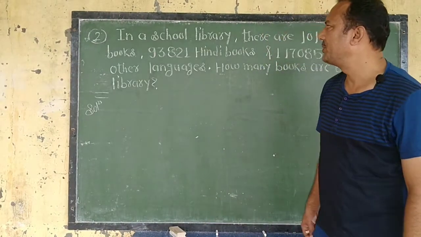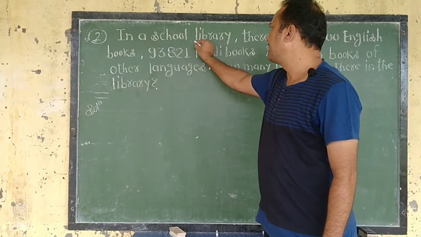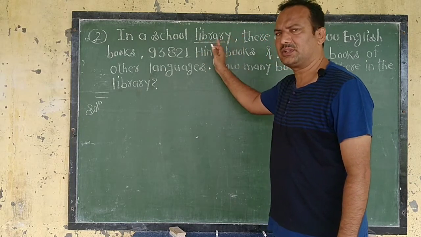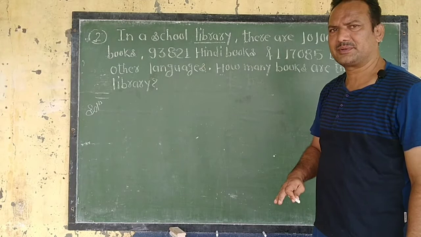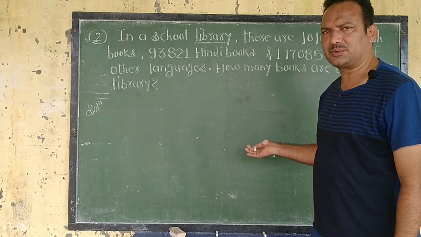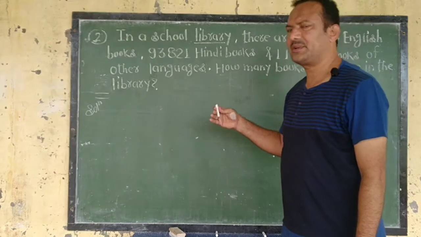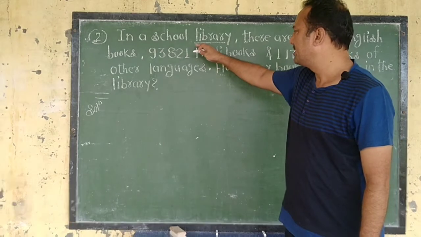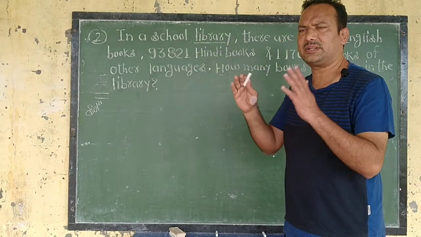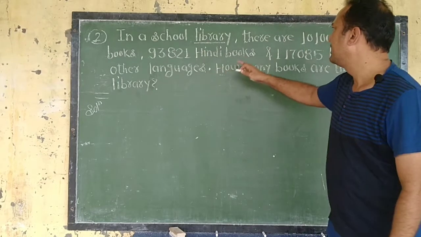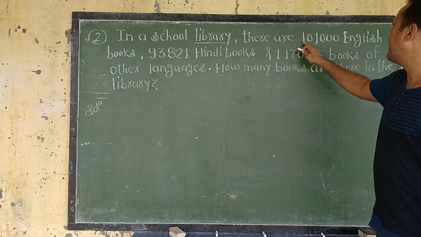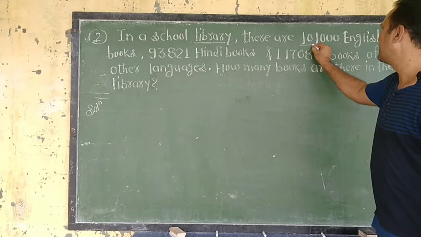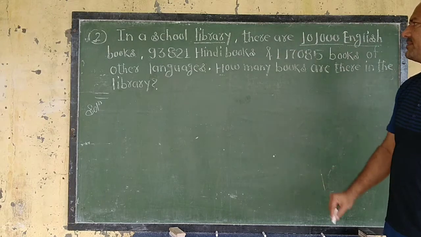Question number 2. In a school library, where we keep the books, that is called the library. Where we play, that is called playground. Where we learn, that is called classroom. Where we eat or where we cook food, that is called kitchen. Same as like that, if we keep books in a special room, that is called the library. There are 1,01,000 English books. This is the number of English books given.